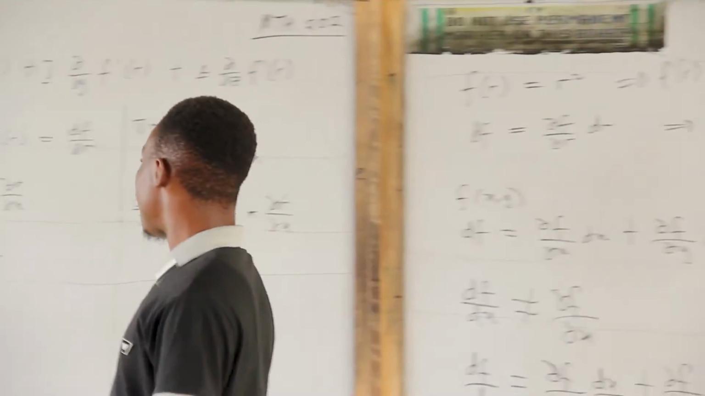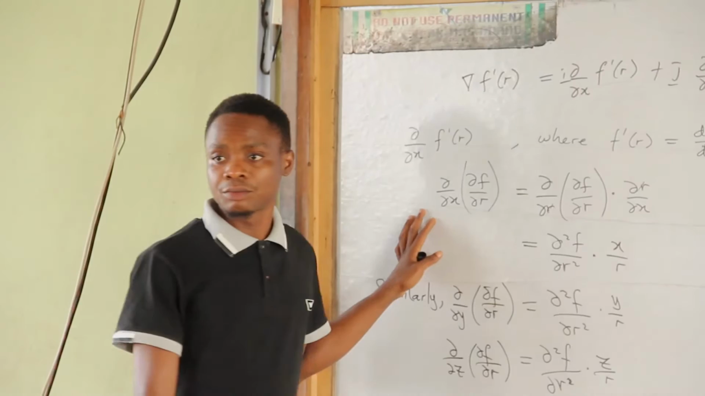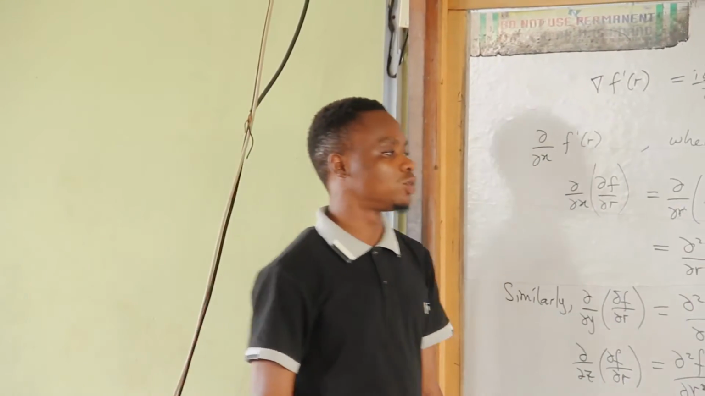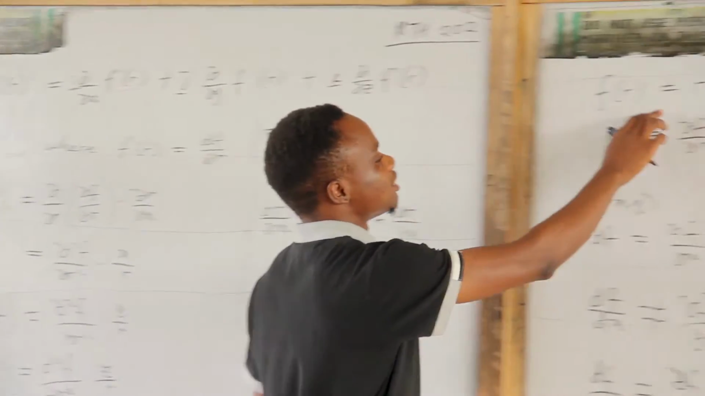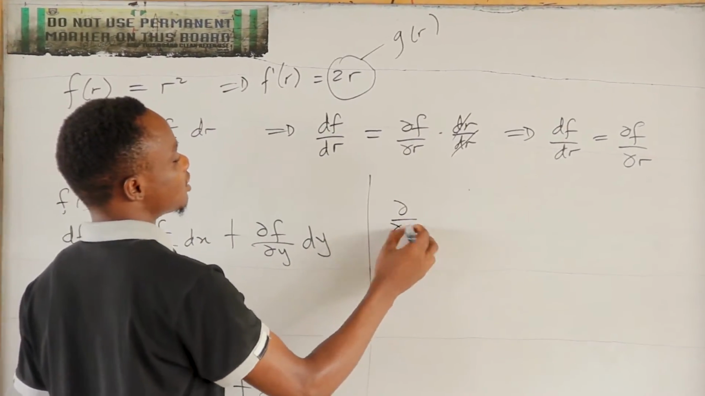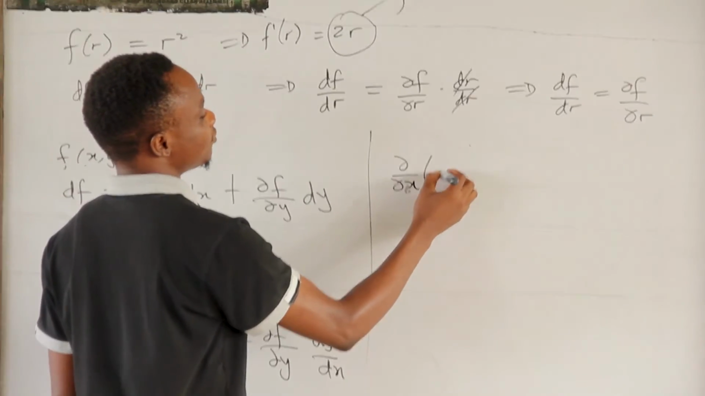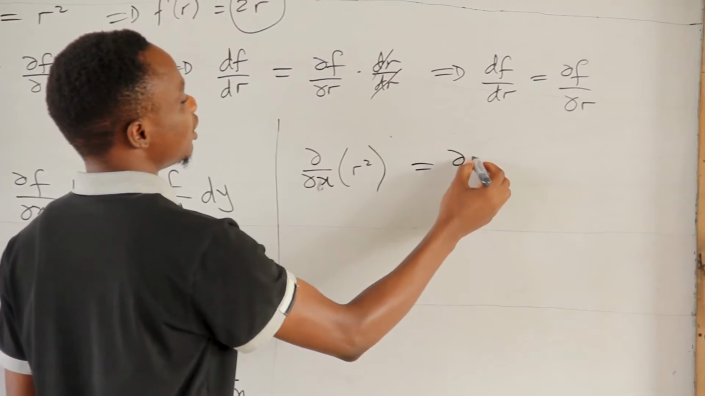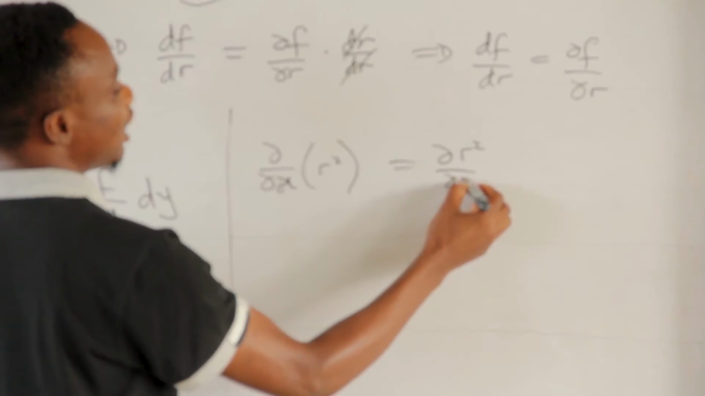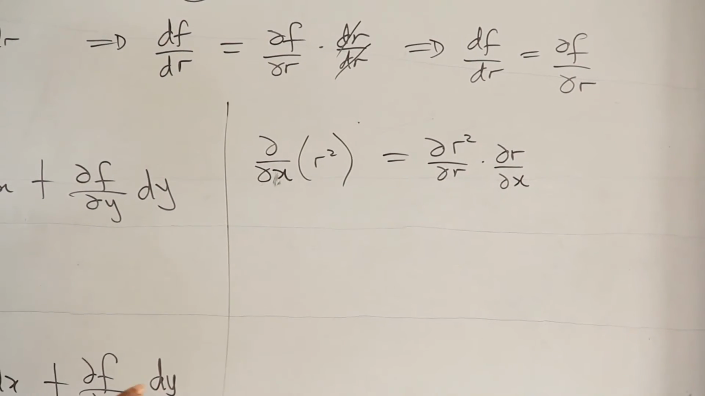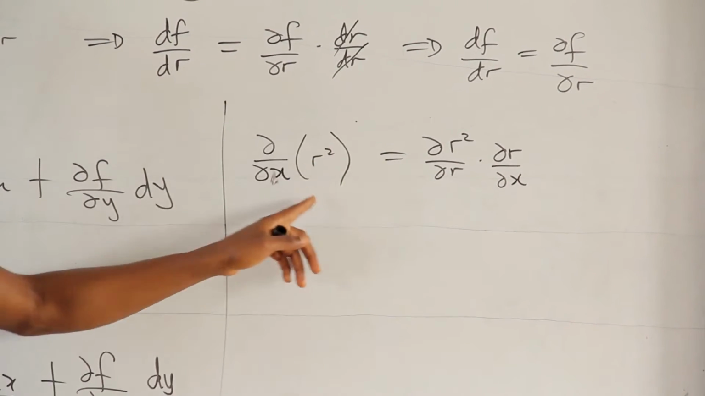Do you understand this now? So we simply use the product rule. Just like if I want to differentiate, let's say I need to get del del x of r squared. How would you do this? This is going to be equal to del r squared del r multiplied by del r del x. Do you understand that? That's the way we are dealing with it now. This is a function of r.